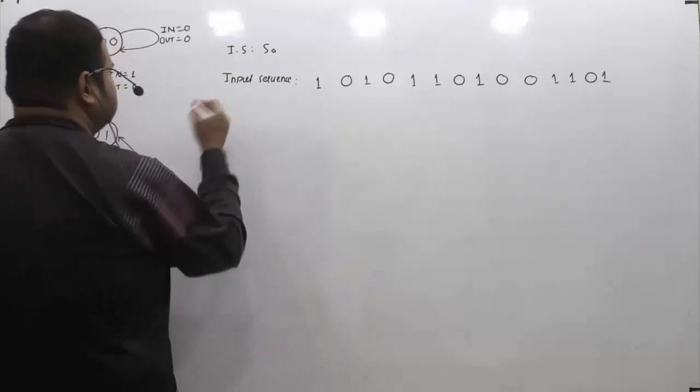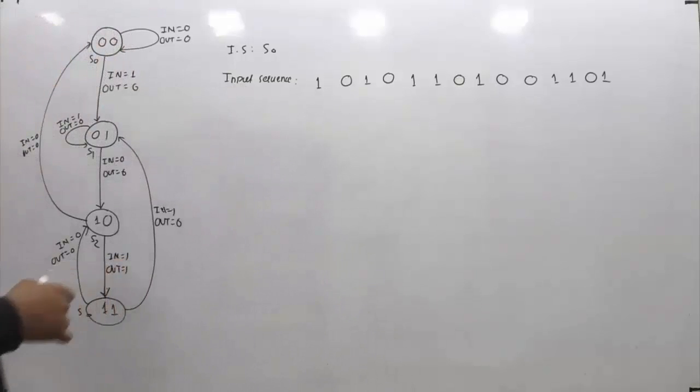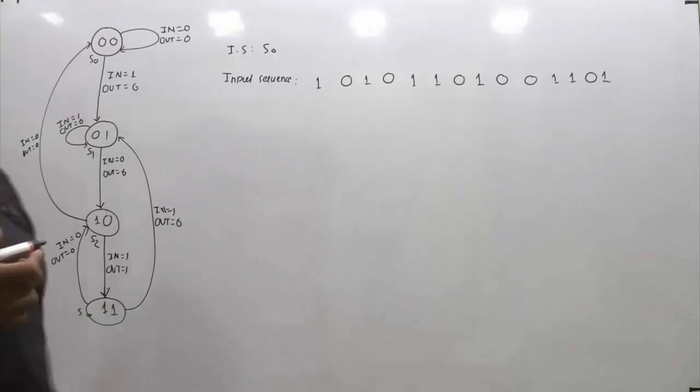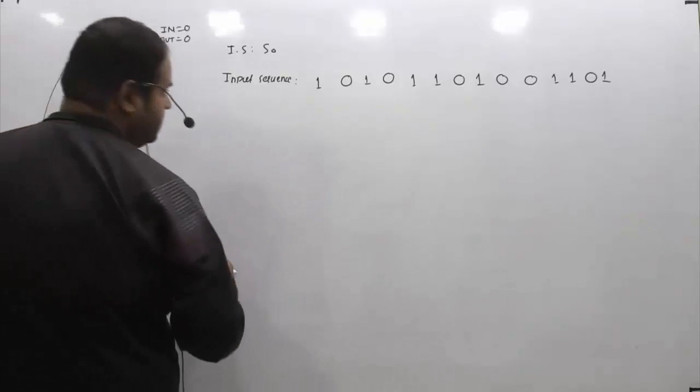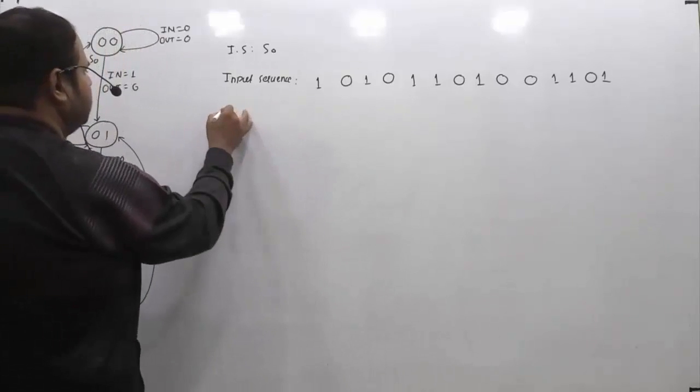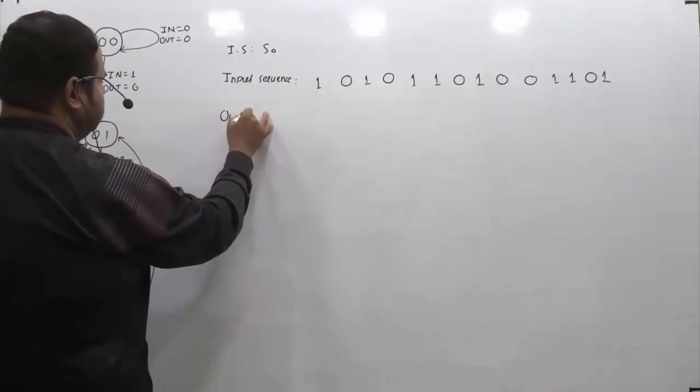So what is being asked is, this is the input sequence having initial state S0. We are supposed to find, if the input is given in this sequence, how many times output is equal to 1? So this is the input sequence. Then I am writing here the output sequence.